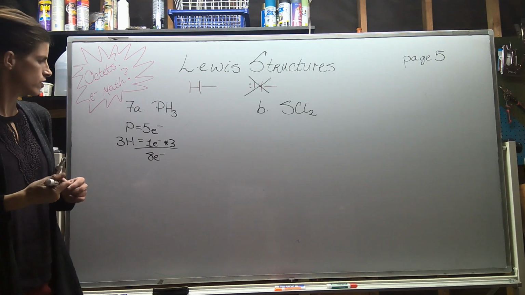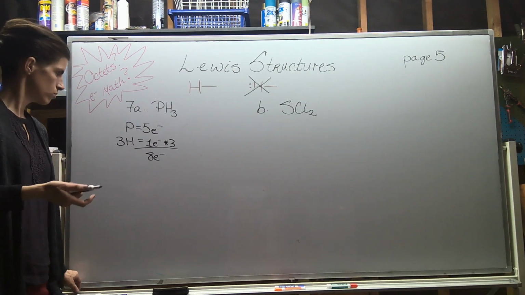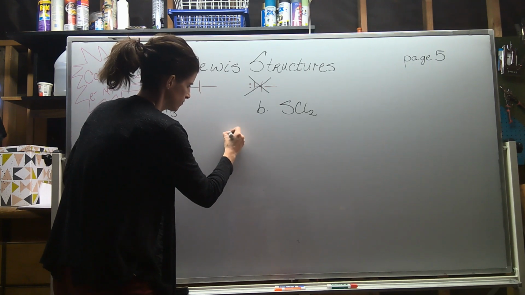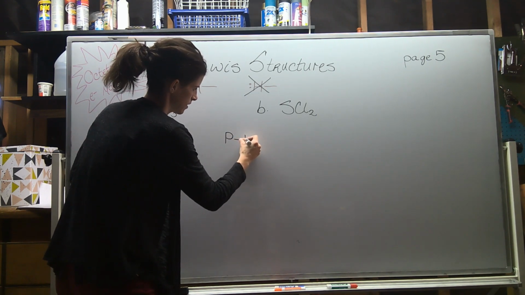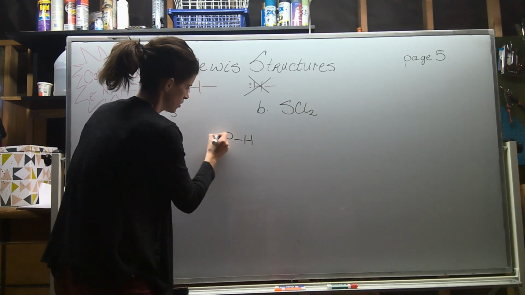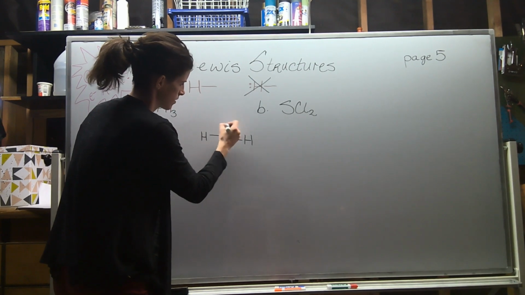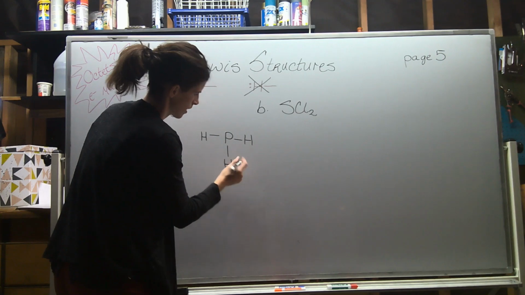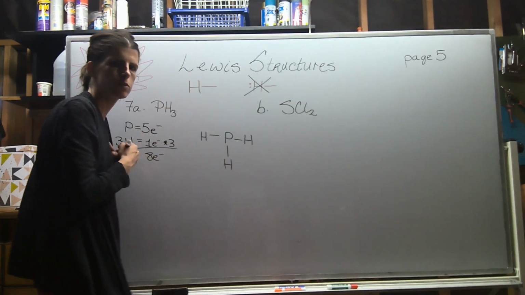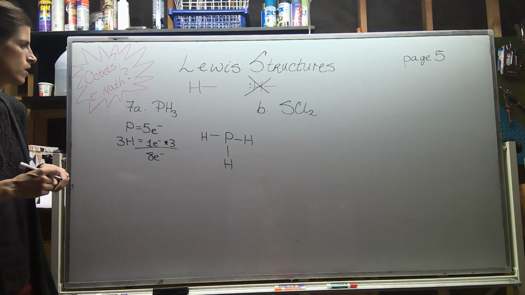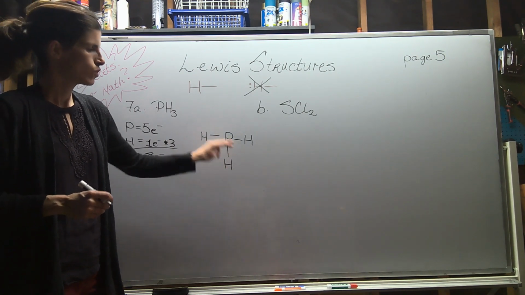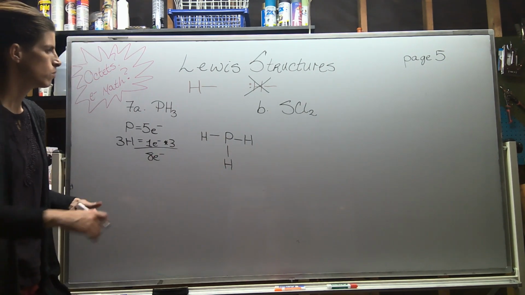That won't make a very good central atom. So we're going to have to put phosphorus in the middle, and we're going to connect the 3 hydrogens to that. It doesn't matter, kind of like with Lewis dot diagrams, we can put the hydrogens wherever we want. We just need 3 of them. Hydrogen just wants that 1 bond, so all the hydrogens are good to go.